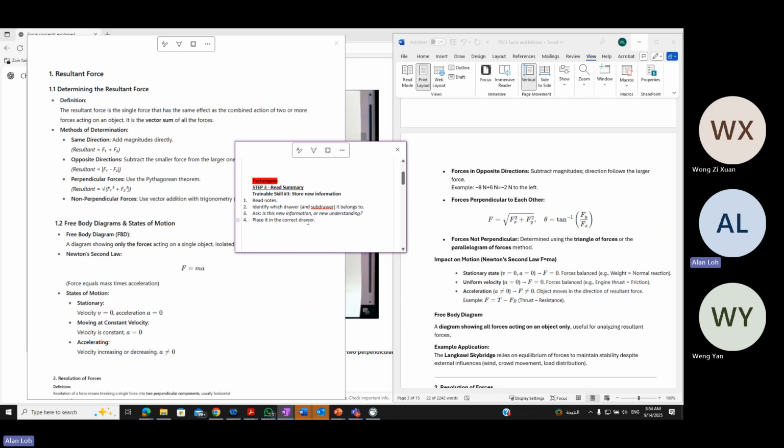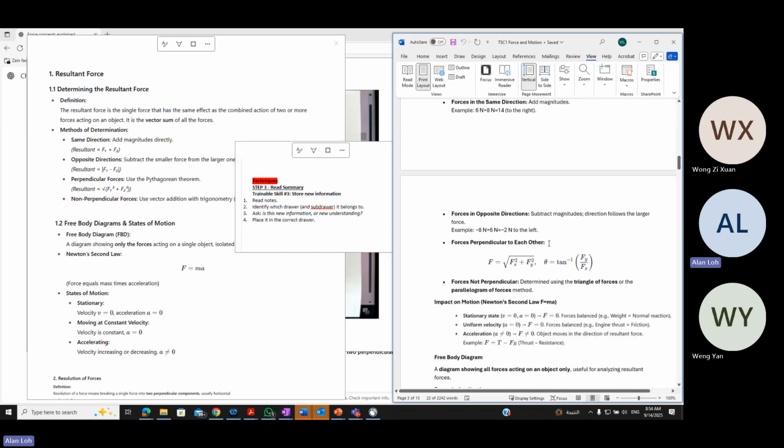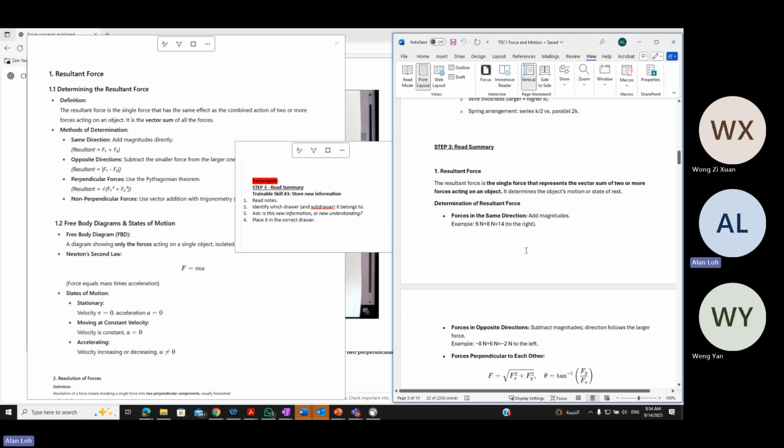So what you need to do is read the notes. The notes are on the right hand side, which is this one. Then you need to identify which drawer or subdrawer, if you already have your own subdrawer, that it belongs to. Then identify clearly where is the new information or new understanding. Then place it back into the drawer that you have identified.